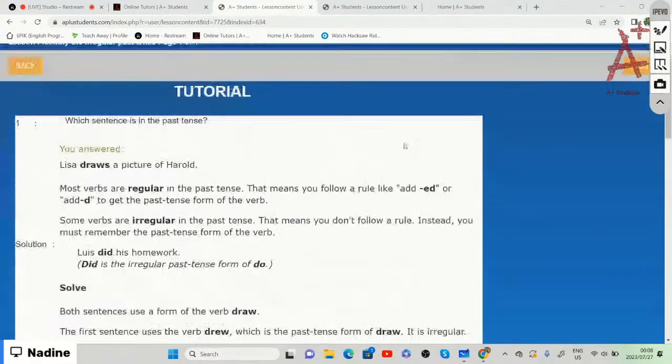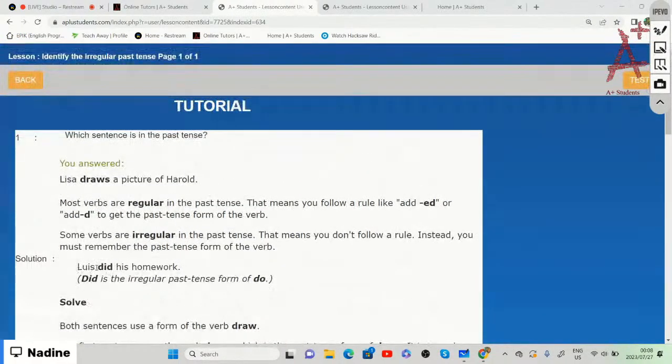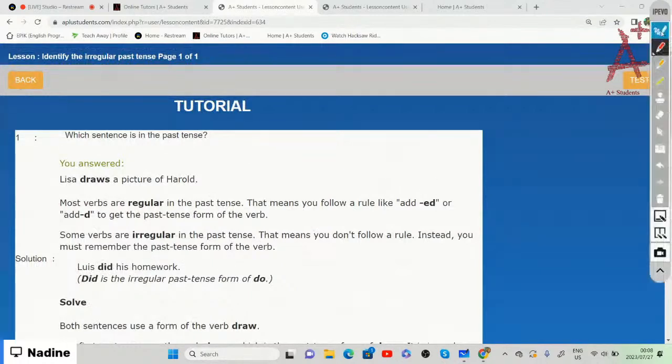All right. And an example is, Louis did his homework. So, did, right? Did his homework. So, did is the irregular past tense form of do, right? So instead of saying do and doed, because we don't say doed, right? I do and I doed. We don't say that, because it just does not make sense.